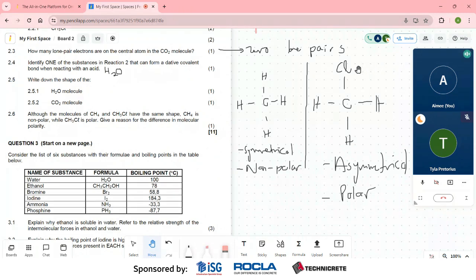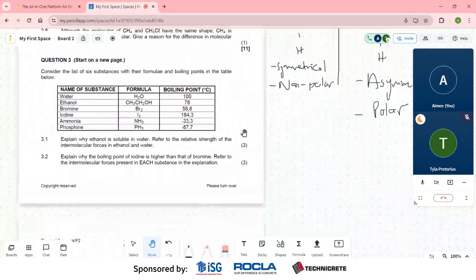So the official answer for 2.6 is the charge distribution in CH3Cl is asymmetrical and CH4 is symmetrical. The chlorine has a higher electronegativity than hydrogen and therefore results in an uneven electron charge distribution. So polar, non-polar. I hope that makes sense. Okay, now we move on.